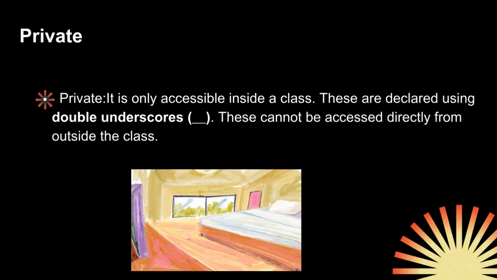Now, what do you understand by a private member? As the name suggests, it is only accessible inside a class. These are declared using double underscores. These cannot be accessed directly from outside the class. You can take an example of a private bedroom. Only you or whoever the bedroom belongs to has access to it, right?